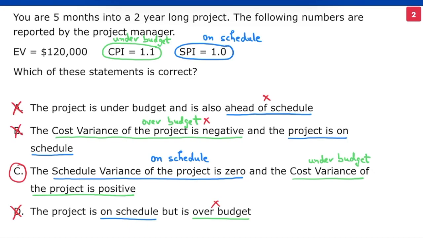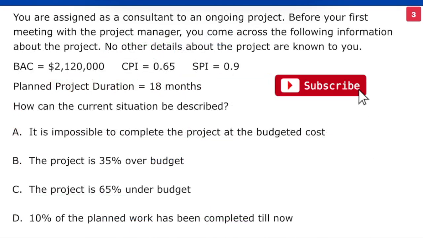Let's look at one more problem. You are assigned as a consultant to an ongoing project. Before your first meeting with the project manager, you come across the following information about the project. No other details about the project are known to you.